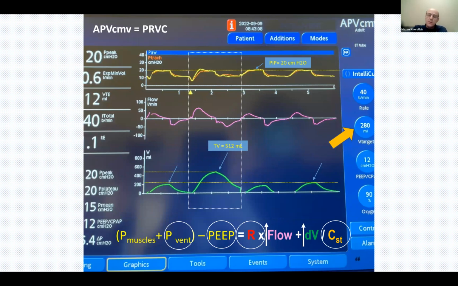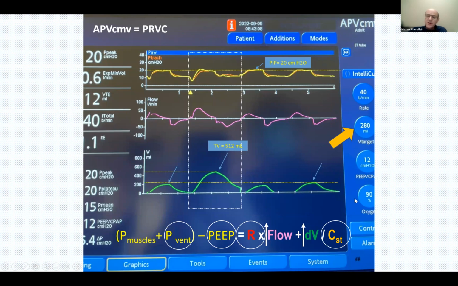Try to understand why this is very important. If you take a look on the right side here, you have a patient on ABV-CMV, which is essentially PRVC, and the target tidal volume is 280. This is a very appropriate tidal volume for a protective lung strategy. And you can see we have appropriate PEEP, sort of.